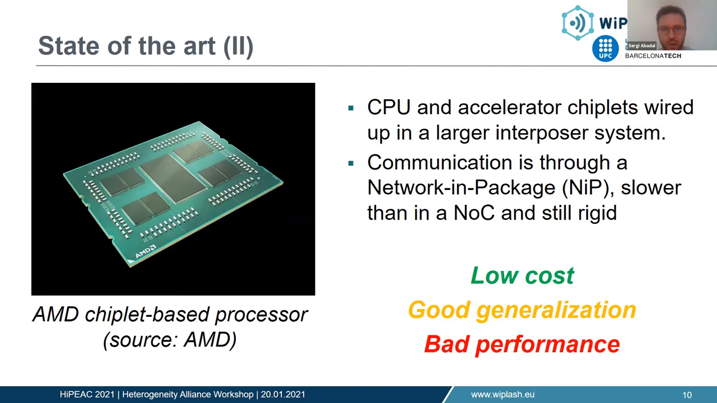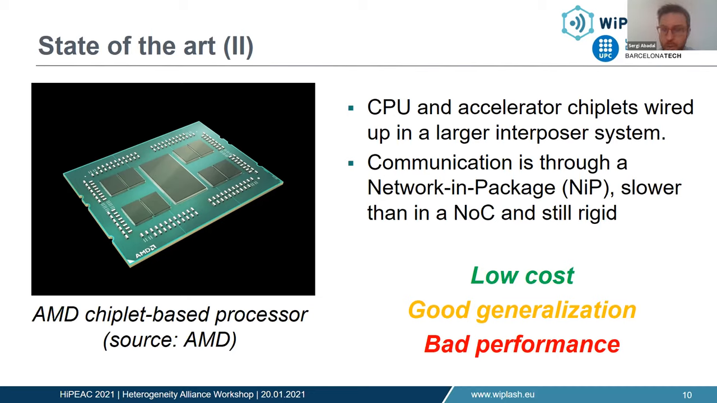The second way to do that is what AMD is proposing nowadays, which is these chiplet-based processors, in which the CPU and the accelerators, instead of on a big chip, are broken down into chiplets and wired in a larger interposer system. This interposer serves as a networking package, let's say, which is slower than a networking chip and still rigid, but it serves the purpose of having enough bandwidth for this chiplet-based architecture.